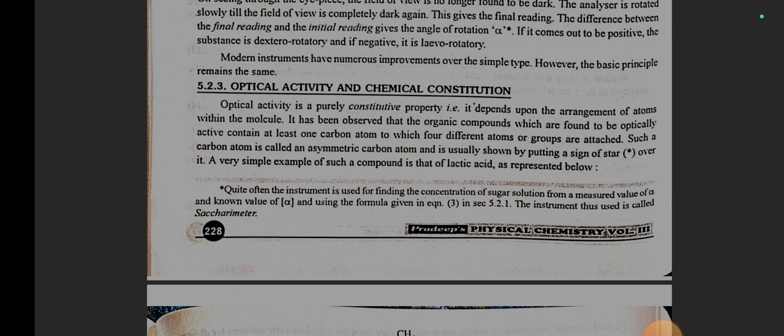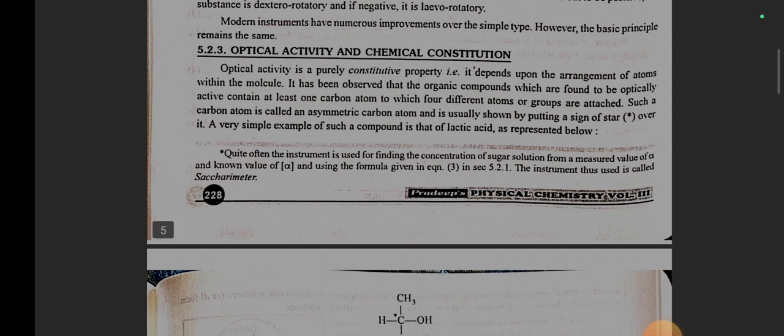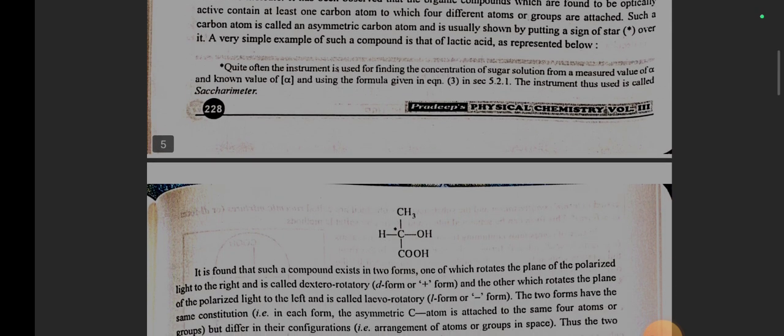It has been observed that the organic compounds which are found to be optically active contain at least one carbon atom to which 4 different atoms or groups are attached. Such a carbon atom is called an asymmetric carbon atom and is usually shown by putting a sign of a star over it. A very simple example of such a compound is that of lactic acid.